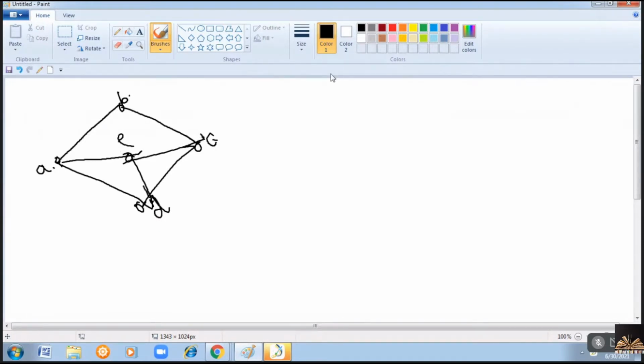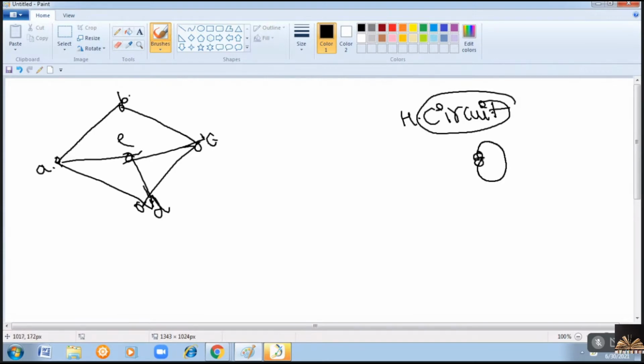So consider this graph and check whether it is a Hamilton graph or not. Hamilton graph means there should exist a Hamilton circuit. Circuit means it starts and ends at the same point. It is something like a round shape. The starting and ending point should be the same.